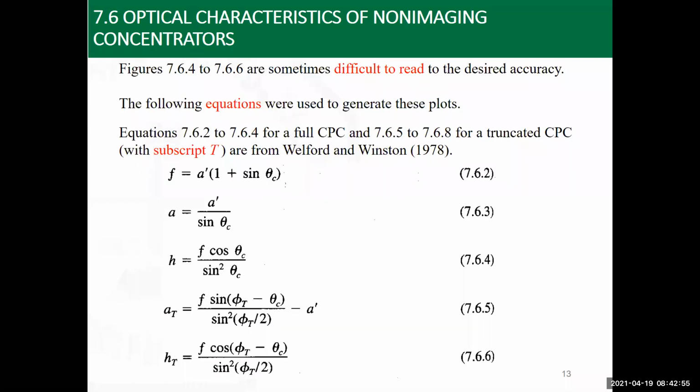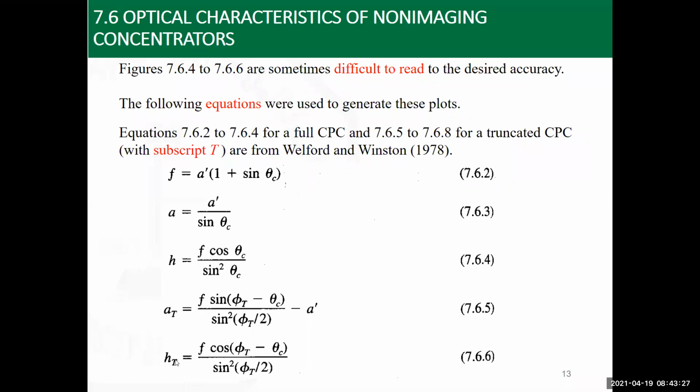So the equations that extend from this point onward relate the results that we have seen in the figures in a mathematical form. The first 3 of them, equations 762, 763, and 764, are basically handling the full CPC, whereas the truncated ones are shown in the next equations that you see, and that's why you see the subscript T.